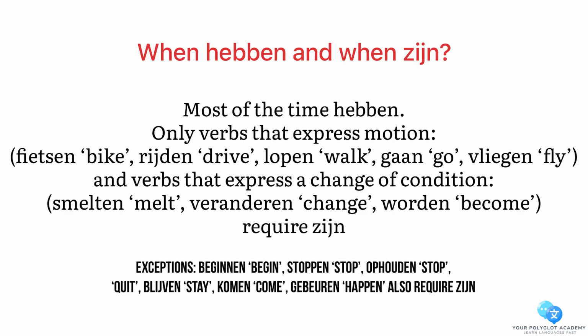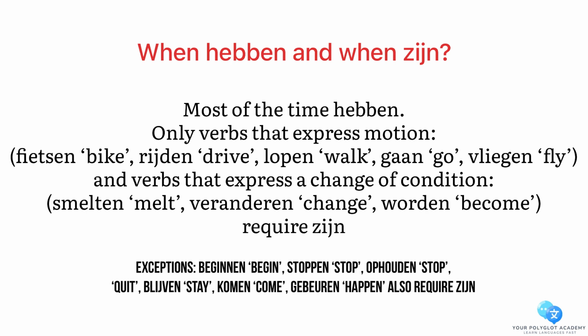Still, a final question remains. When do we have to use hebben and when zijn? Most of the time, we use the auxiliary verb hebben in the present perfect tense. Only verbs that express motion with a clear indication of going somewhere, for example, fietsen, to bike, rijden, to drive, lopen, to walk, gaan, to go, vliegen, to fly, rennen, to run. And verbs that express a change of condition or substance, smelten, to melt, veranderen, to change, worden, to become. They are the only verbs that take zijn in the present perfect.